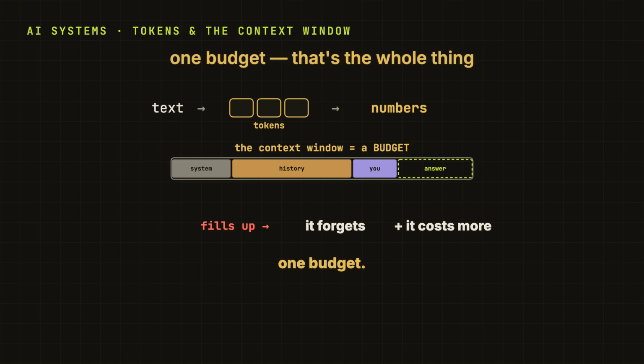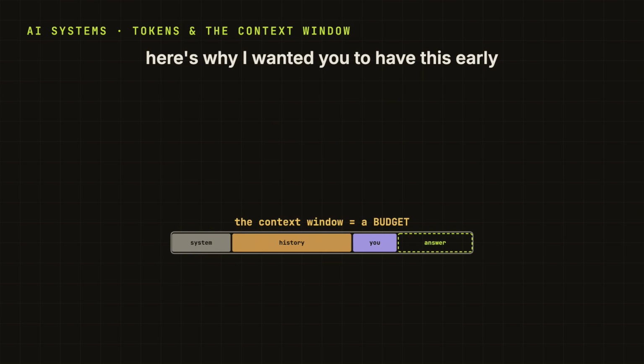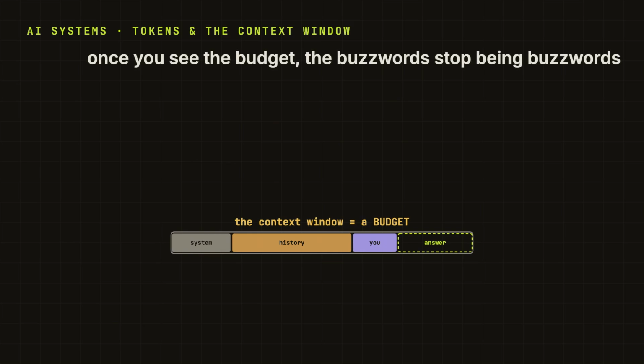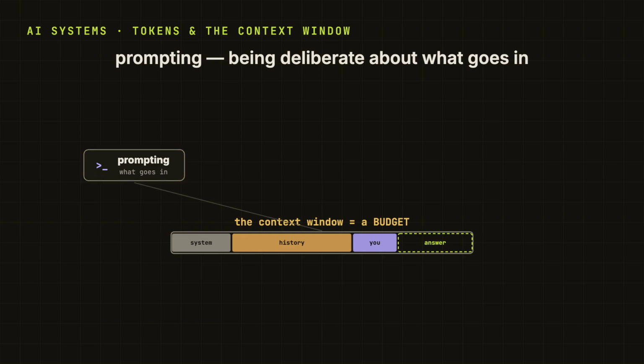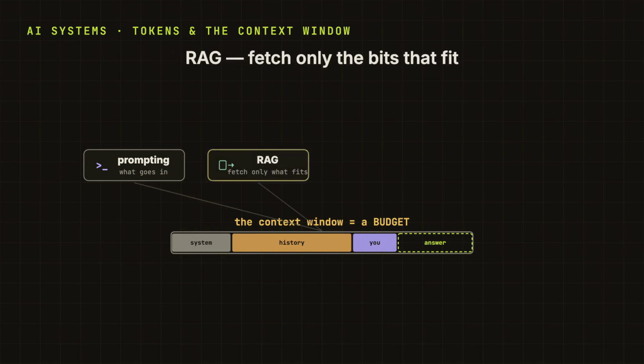That's the whole thing. And here is why I wanted you to have this early. Because once you can see the budget, a whole load of AI buzzwords stop being buzzwords. Prompt engineering, there is more to it, but one big part at a high level is just being deliberate about what goes into the budget. The right instructions, the right examples. This thing called RAG that we will get into, that's retrieval. Going and fetching the relevant outside information the model needs and pulling in only what actually fits.